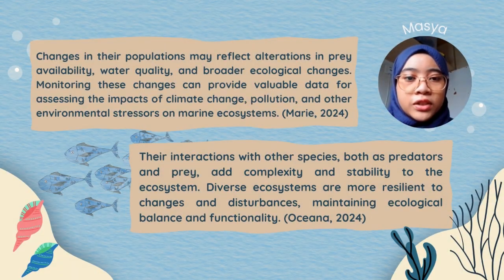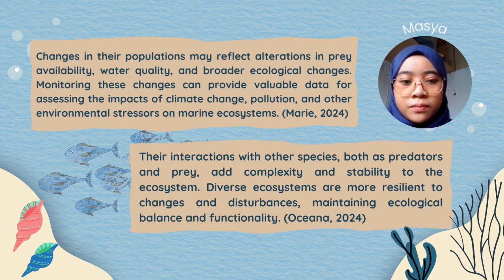The next importance is that changes in their population may reflect alterations in prey availability, water quality, and broader ecological change. Monitoring this change can provide valuable data for assessing the impacts of climate change, pollution, and other environmental stresses on the marine ecosystem. Next, their interaction with other species, both as predators and prey, adds complexity and stability to the ecosystem. Diverse ecosystems are more resistant to change and disturbance, maintaining ecological balance and functionality.